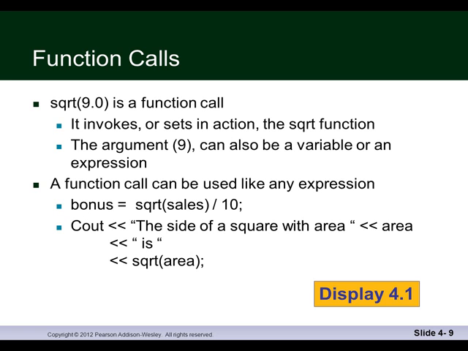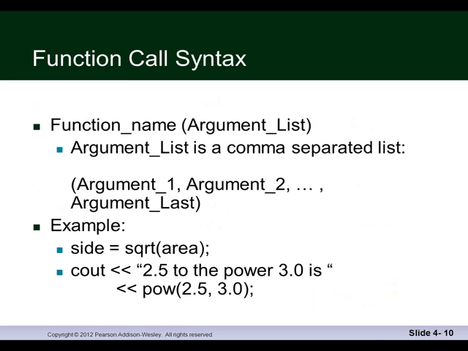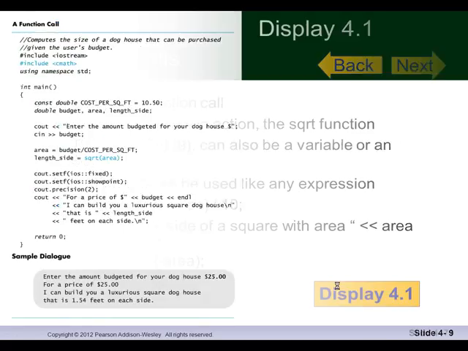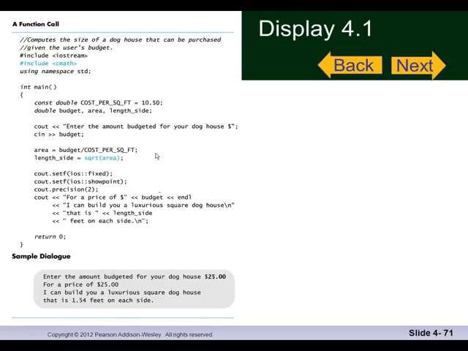Okay, so we are talking about the square root right now. If I want to use the square root, I have to know which library it is in, and the square root happens to be in cmath. So I need that pound include over there before I'm able to use it.